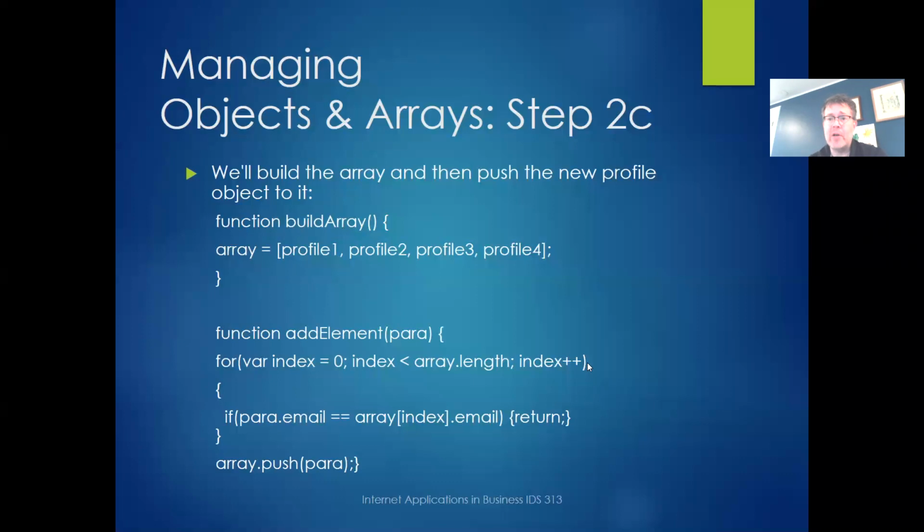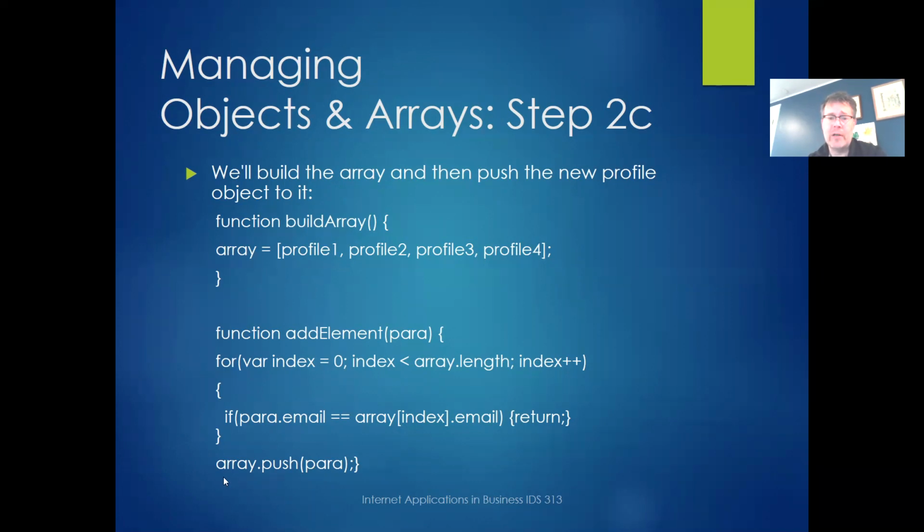So basically this means we're going to check index 0, we're going to check index 1, we're going to check index 2. We're going to go through the whole array until we reach the end. And if at any of those times we find that the email matches, because that's what we're going to use as our unique identifier for a profile, we're going to return. We're just going to pop out of that loop and nothing's going to happen. Otherwise, we're going to push that new profile to our array. We're going to tack it onto the end.